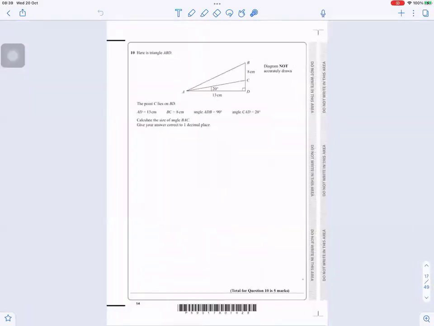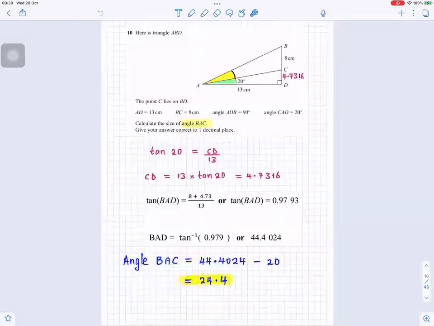Question number 10. Here is a triangle ABD. The point C lies on BD. AD equals 13 centimeters. BC equals 8. Angle ADB equals 90. Angle CAD equals 20. Calculate the size of angle BAC. I've colored the angle in yellow. Give your answer correct to 1 decimal place.